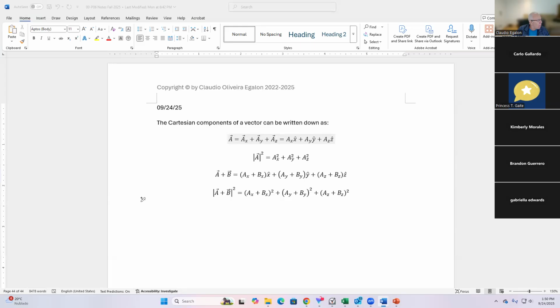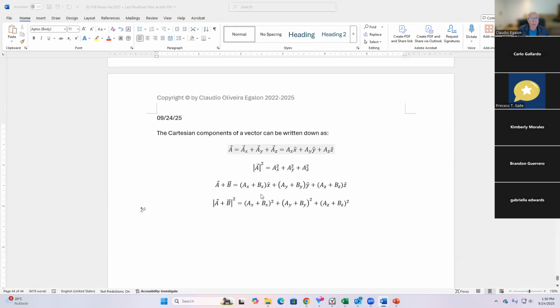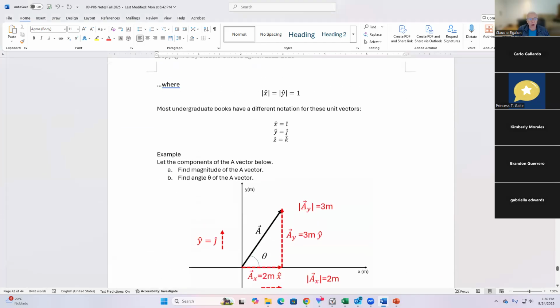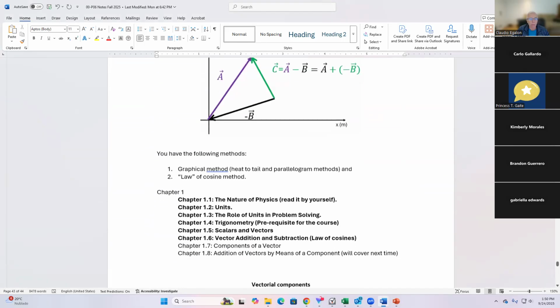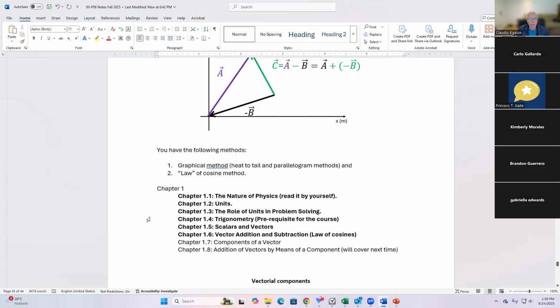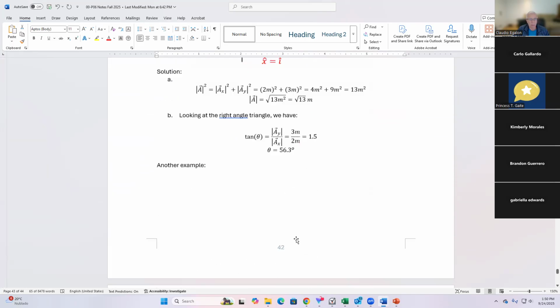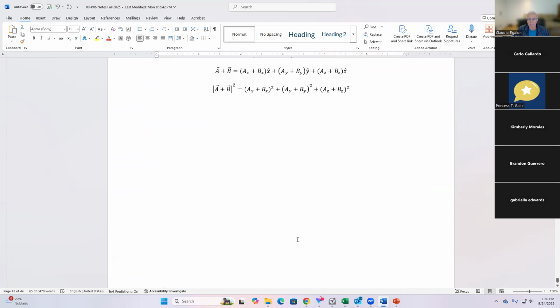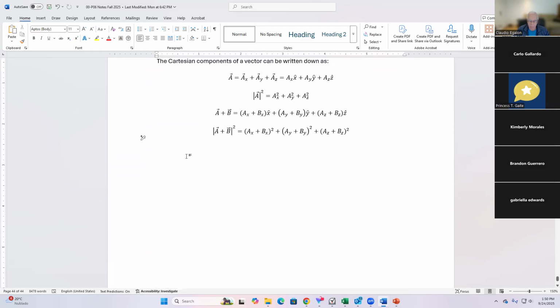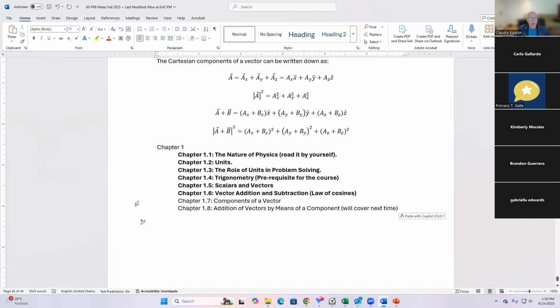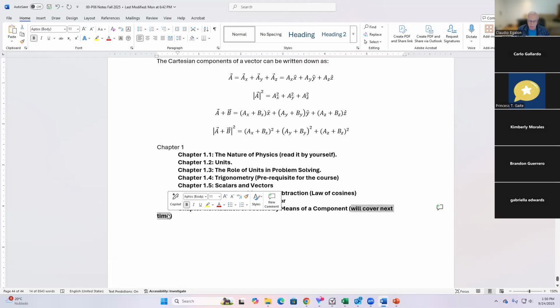So going back to the topics that we have covered so far, chapter 1. We covered the components of a vector. We covered the addition of vectors by means of the components. Okay, we did that. A rather straightforward way.